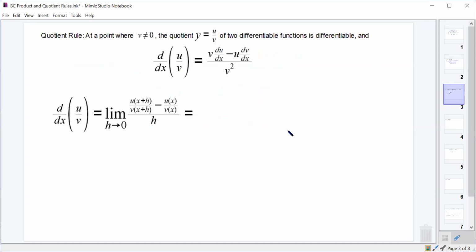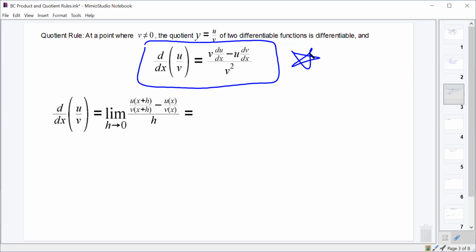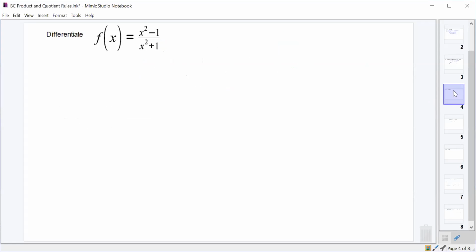All right, I'm not going to prove the quotient rule. We did that last year also. But quotient rule, v du minus u dv all over v squared. So you want to make sure you have the quotient rule memorized. Make sure you know the quotient rule and can apply it. Anytime you have a quotient of two functions, you can apply the quotient rule.